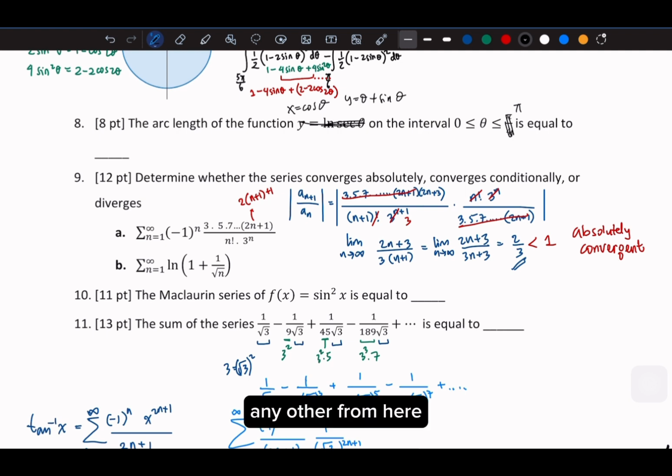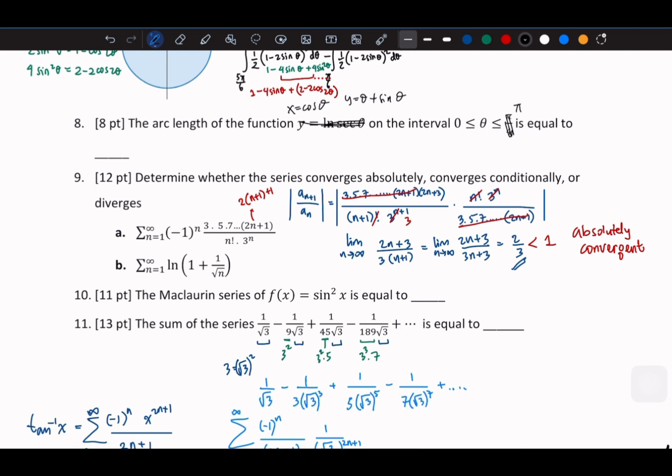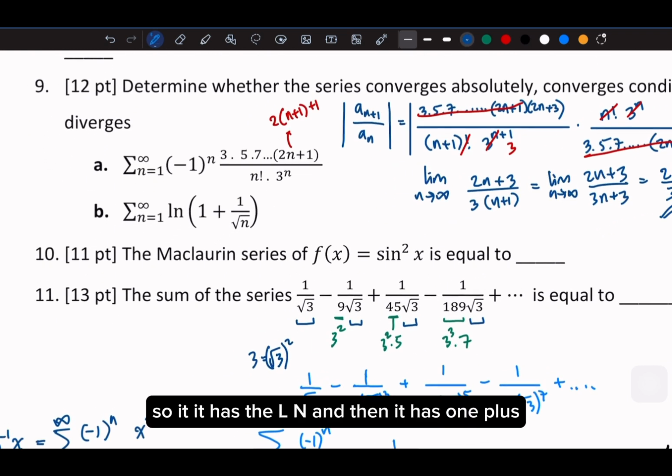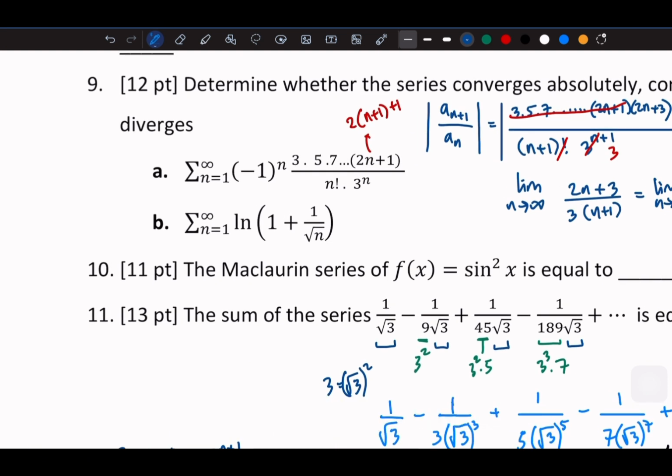Okay. Any other discussion from here? Can you do 9B? Okay, 9B. 9B is quite interesting. So it has the ln, and then it has 1 plus 1 over square root of n.